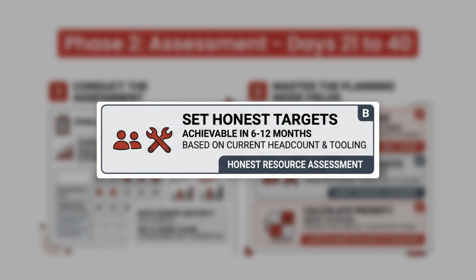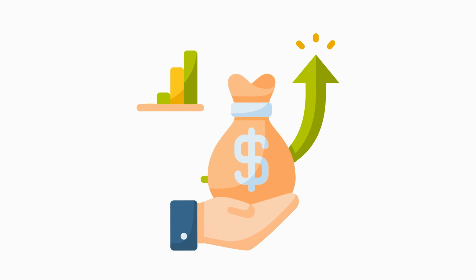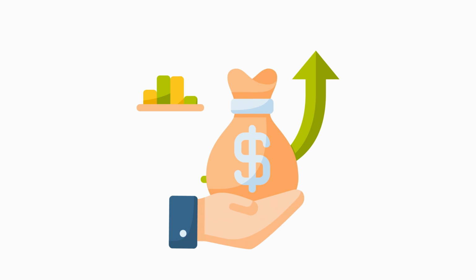Next, we have the target score. Where do you want to be in 6 to 12 months? You need to be honest here. What is achievable with your current headcount and tooling? If a maturity level is not achievable with the current headcount and tooling, then you might be asking for investment in the future.